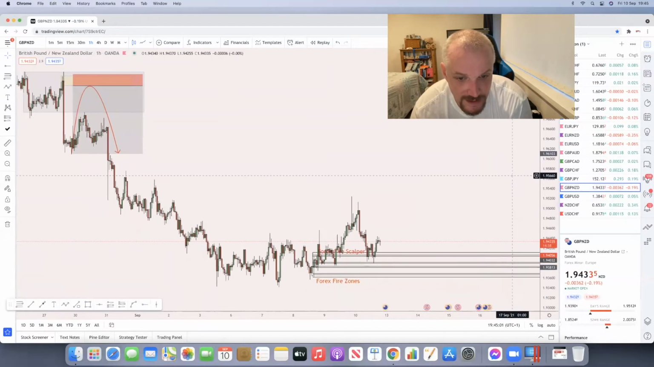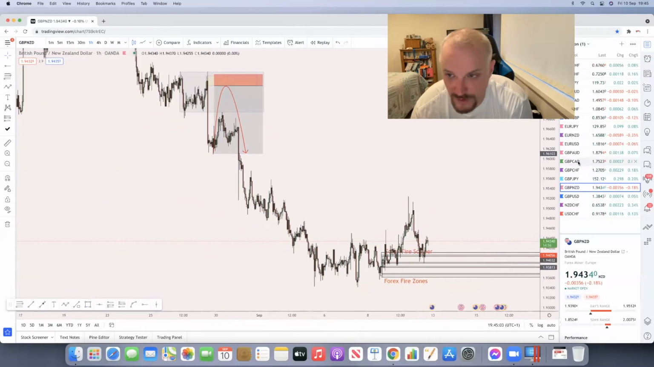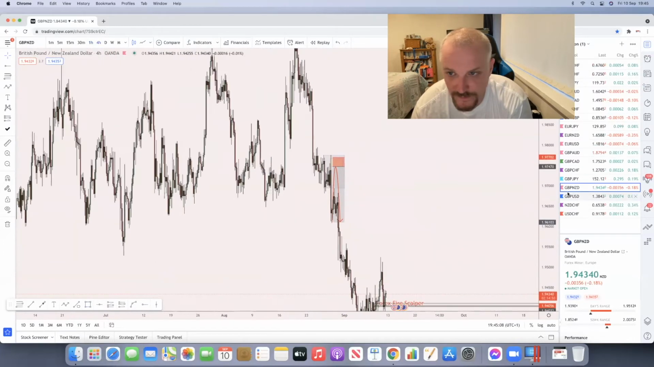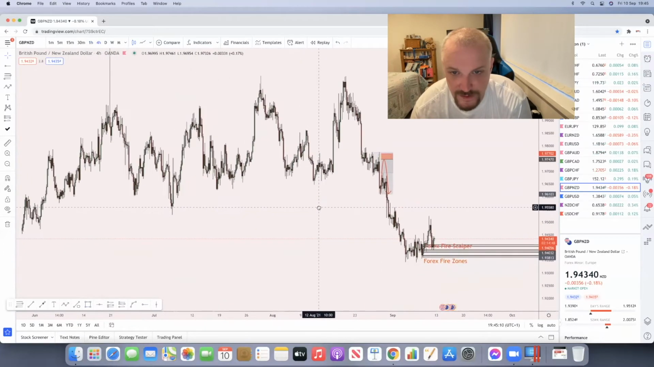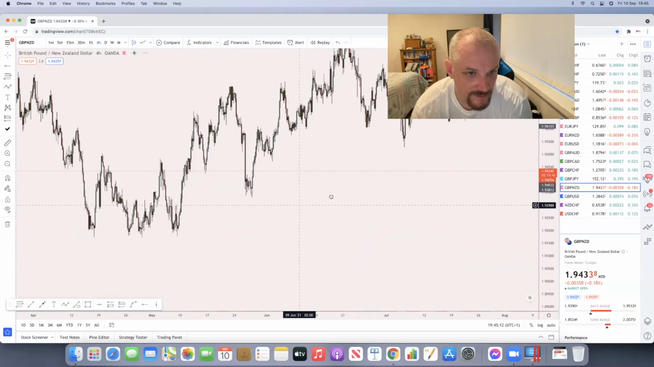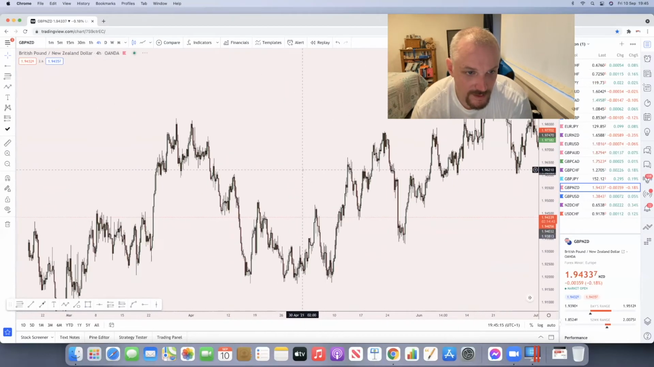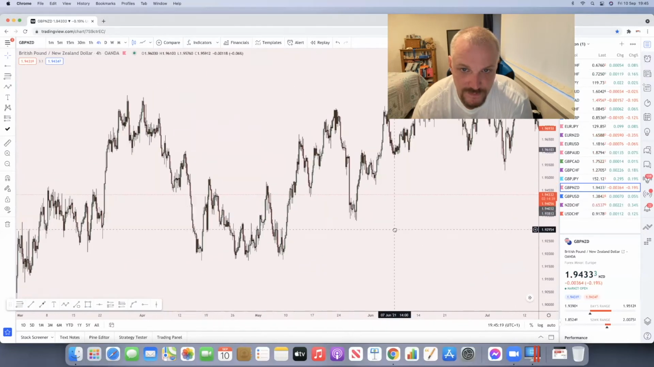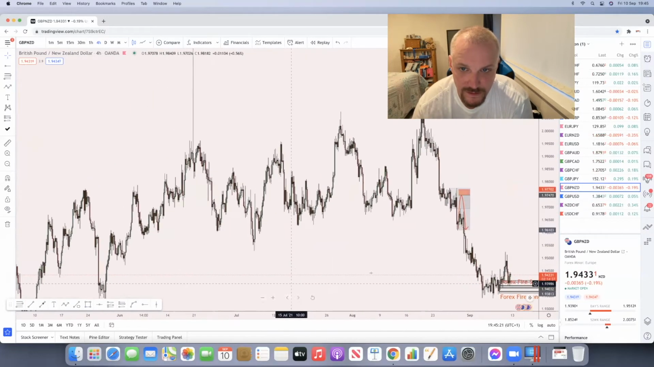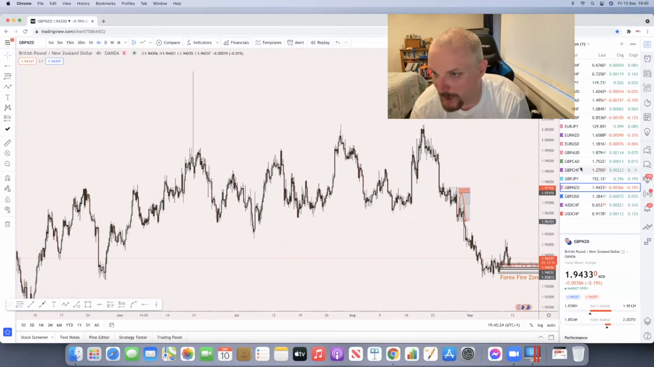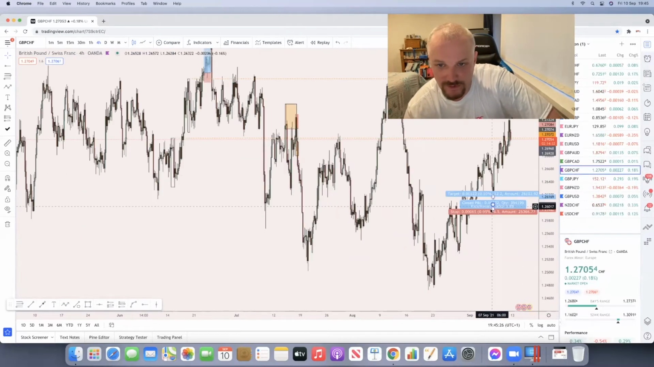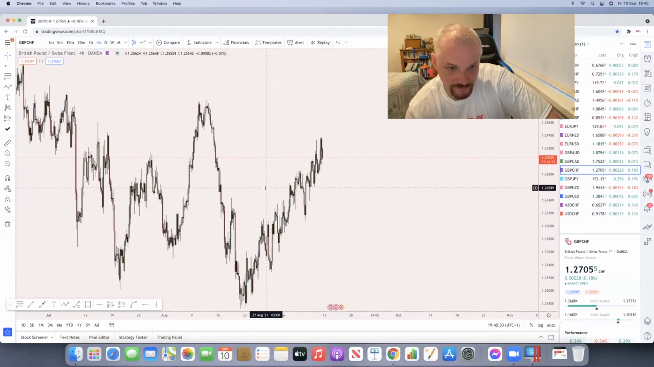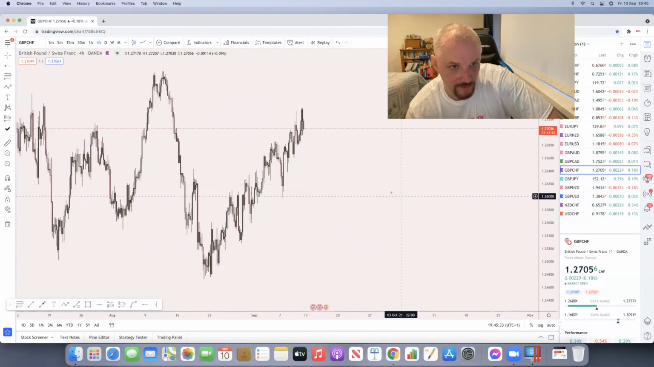GBP NZD. Let's see if I can get something on the 4 hour. Consolidation. See if I can find one on the up. Bit of a bad pair, to be fair. Chippy, Swiss franc. Right, so we'll use this. This is the 4 hour.